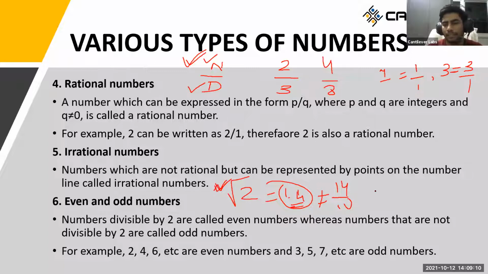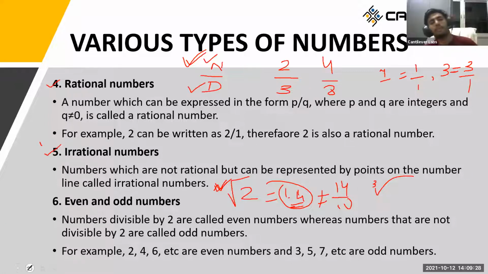There are many other examples, such as square roots and cube roots of various numbers which are not perfect squares or perfect cubes. So the distinction between rational and irrational numbers is that you can just try to express it in the form of a fraction. If you cannot do it, then it is an irrational number.